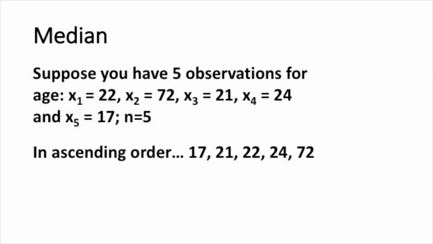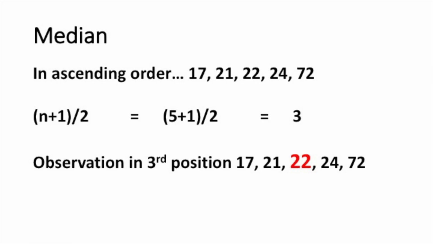Here's a data set of people's ages with a sample size of just 5 observations. From smallest to largest, the values are 17, 21, 22, 24, and 72. So you have one old person in with a group of people that are in their late teens and early 20s. Since the sample size is an odd number, we add 1 to the sample size and divide by 2, which tells us that the median value is in the 3rd position, and the 3rd value in ascending order is 22. So the median of this distribution is 22.